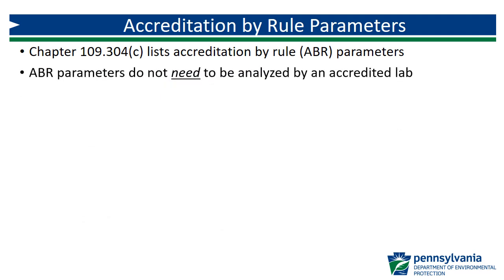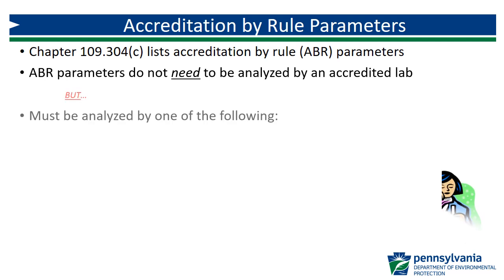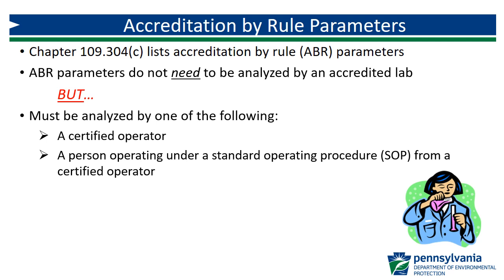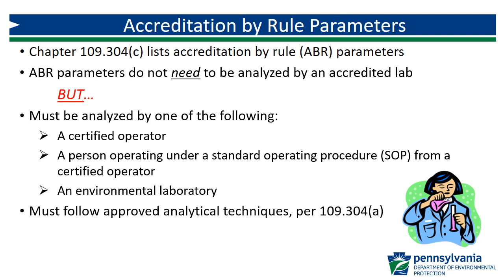Accreditation by Rule parameters do not need to be analyzed by an accredited lab, but they must be analyzed by a certified operator, a person operating under a standard operating procedure from a certified operator, or an environmental laboratory. And as specified in 109.304A, these ABR parameters must be analyzed using approved analytical techniques.